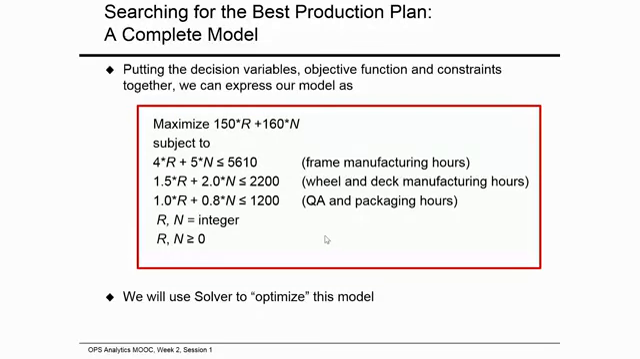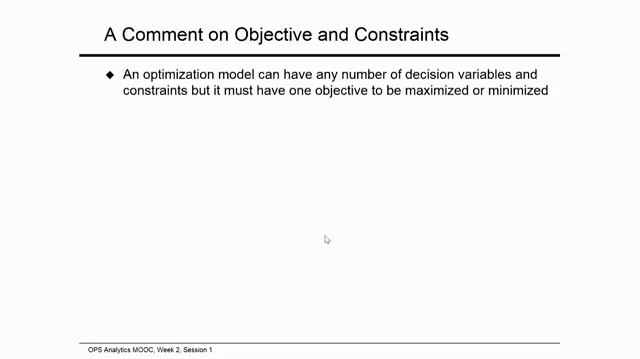Once we convert this algebraic formulation into a spreadsheet format, Solver will be the tool that will optimize the model. In other words, it will find for us the best combination of decision variables. A few things to keep in mind. An optimization model can have many decision variables and constraints, but it can only have one objective.